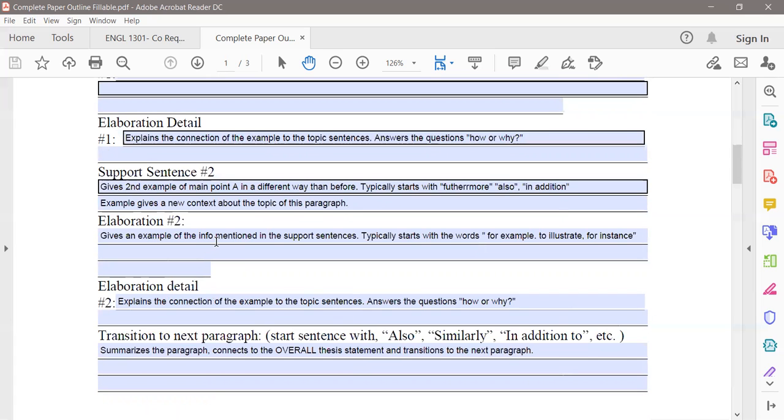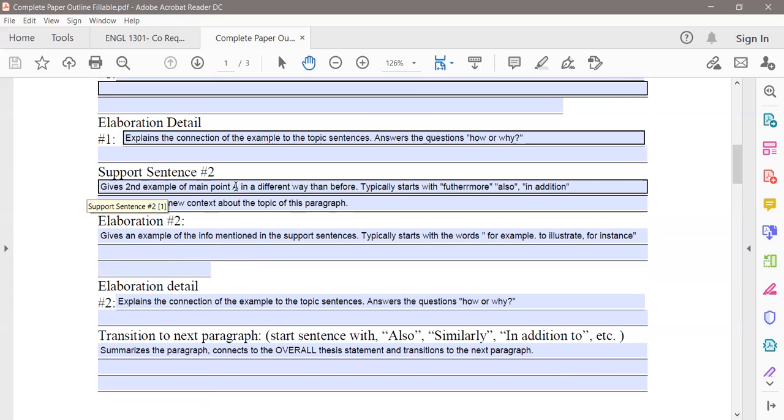elaboration detail. And the reason why we do this twice in the same paragraph is because it makes our essay stronger. It gives different examples in different contexts so that you've covered all of your bases. So the second support sentence gives a second example of main point A, but it's different from the one you did previously, okay?